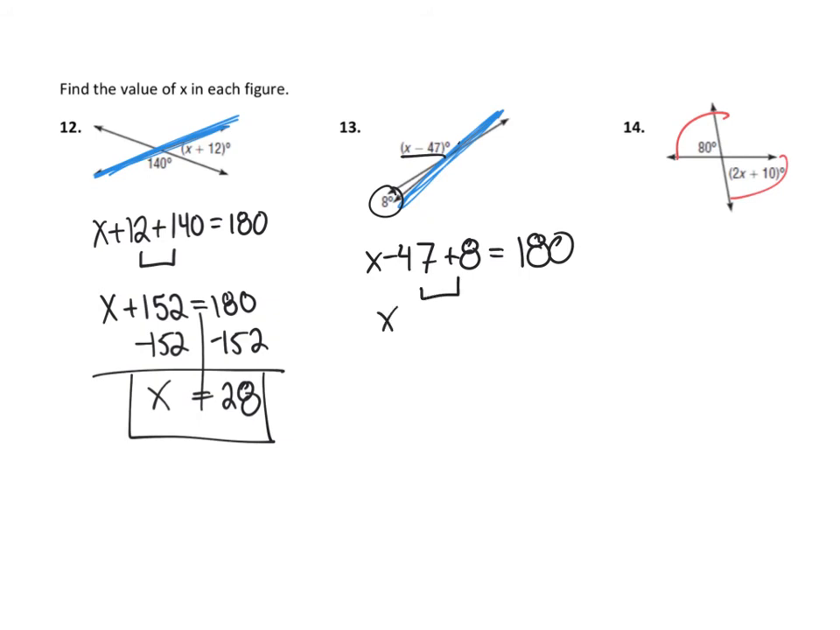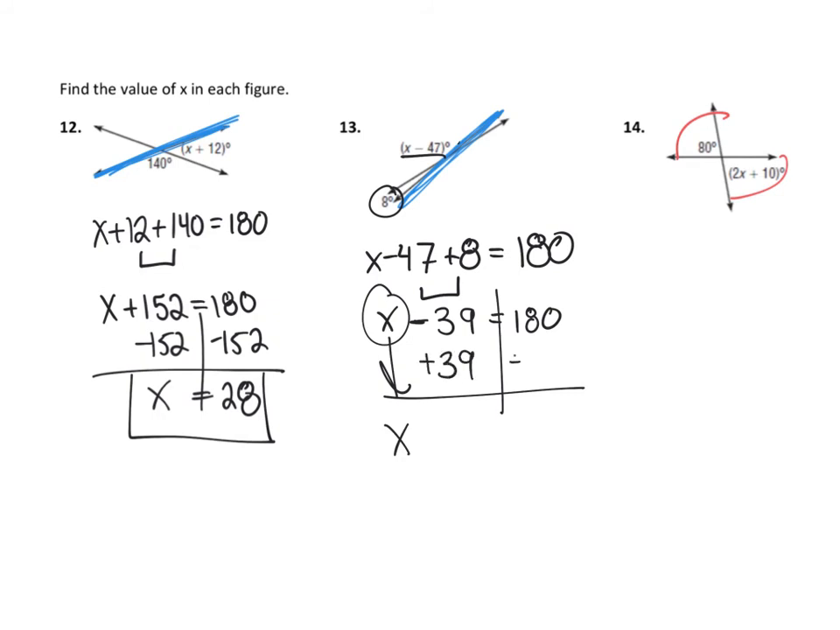I'm going to combine my like terms. Negative 47 plus 8. You can use your handy-dandy calculator, or you can absolutely use your brain space to know that that's a negative 39 or a minus 39. And then you can solve it just like you do a one-step equation. Bring down the x, add 39 to both sides, add 39 using your mental math, carry the 1. x is 219. If you want to clean it up a little bit, you're welcome to do that as well.